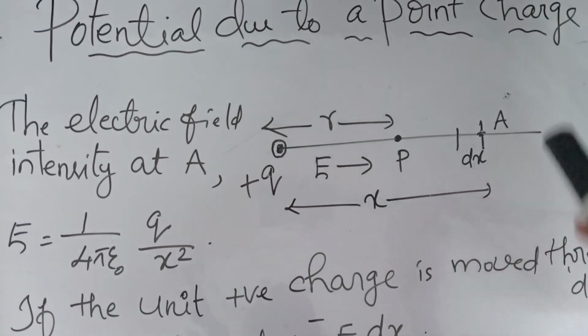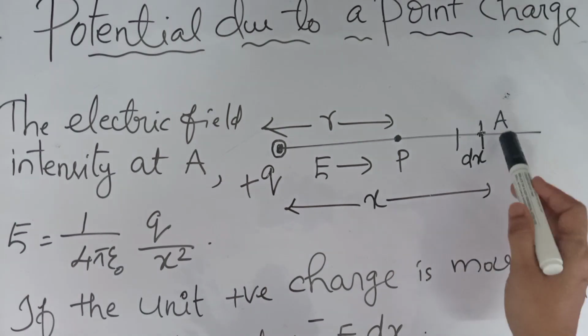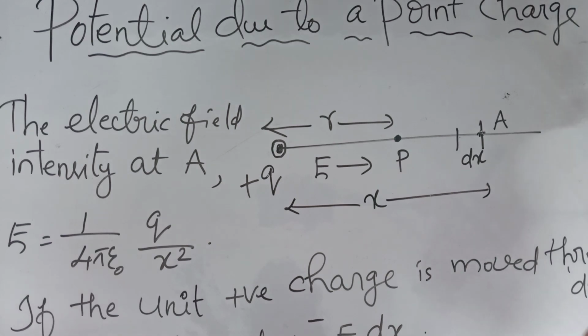Clear? And we are placing the unit positive charge at A, and we have to move this unit positive charge from infinity to the point P.